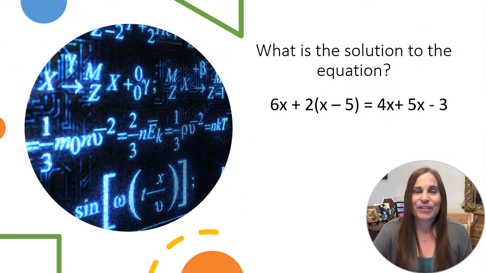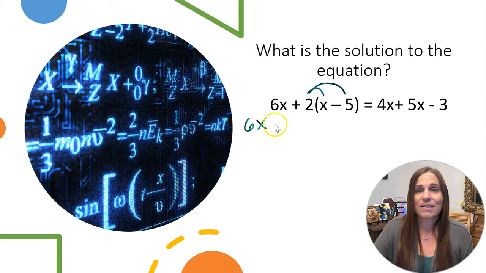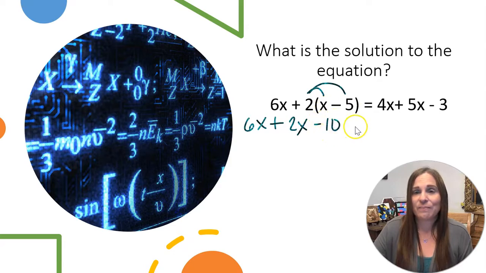All right, one more to go. I saved the best for last. So on this one, we've got a lot of simplifying to do. First thing I'm going to do is distribute this 2. So I've got 6x plus 2 times x is 2x. 2 times negative 5, or minus 5, is negative 10. Then on the other side, I'm just going to copy.